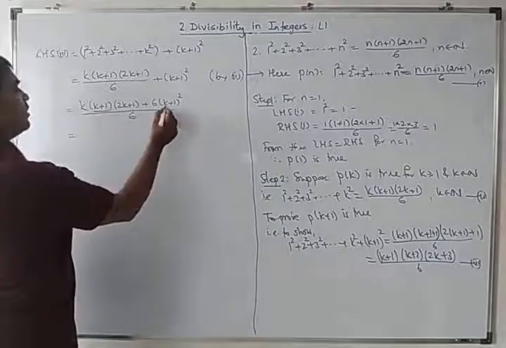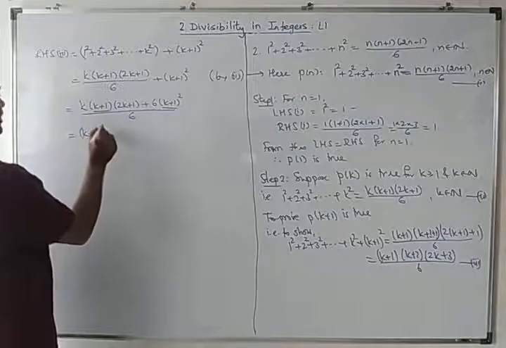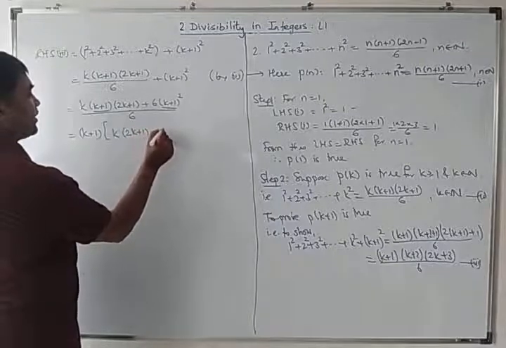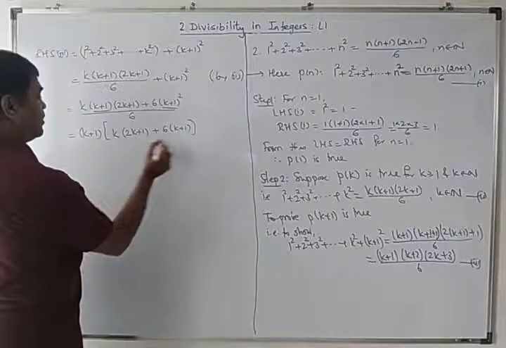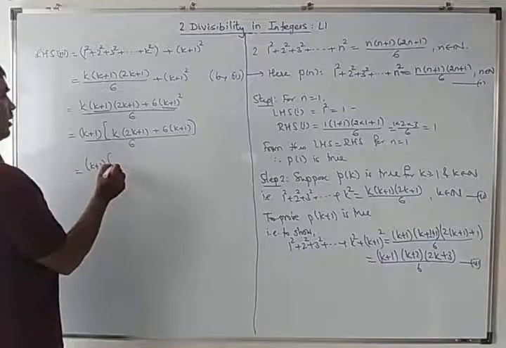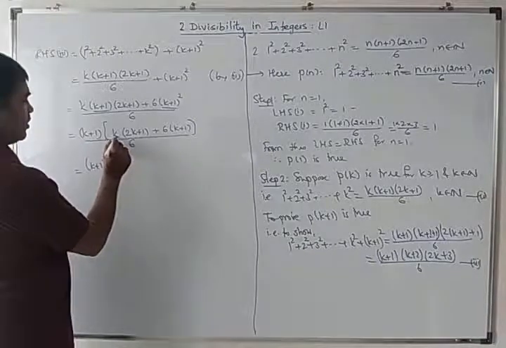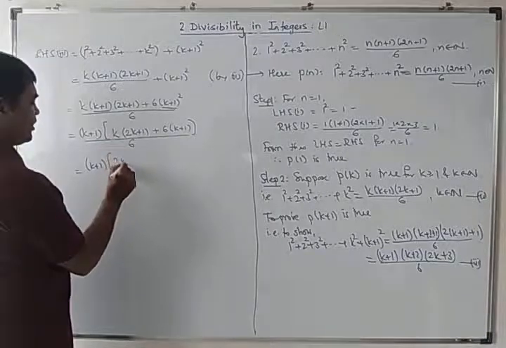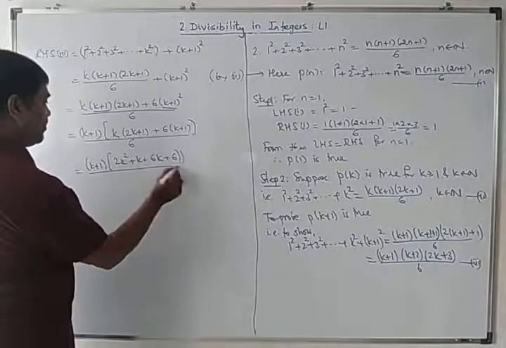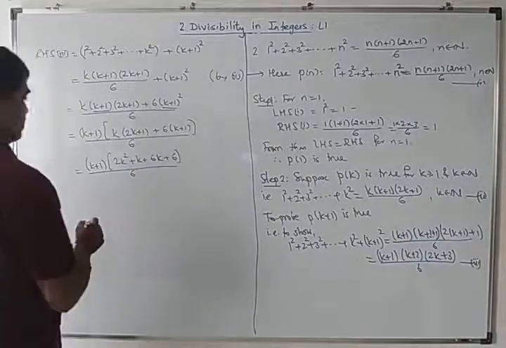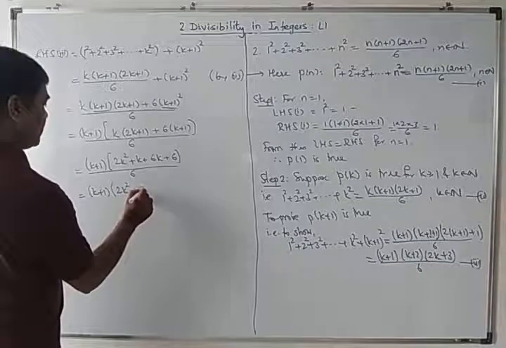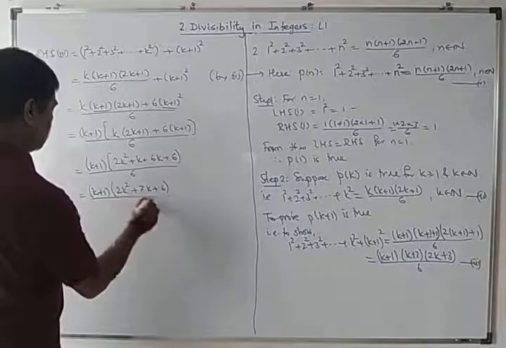Now I'll take k plus 1 outside in bracket: k into 2k plus 1 plus 6 times k plus 1 upon 6, which is equal to k plus 1. Then if we simplify this, we'll get 2k square plus k plus 6k plus 6 by 6, which is equal to k plus 1 into 2k square plus 7k plus 6 upon 6.